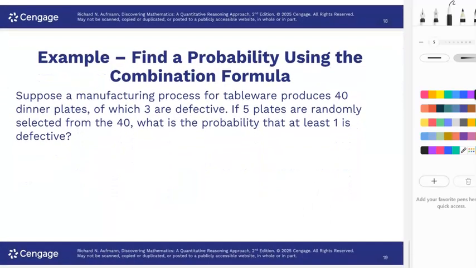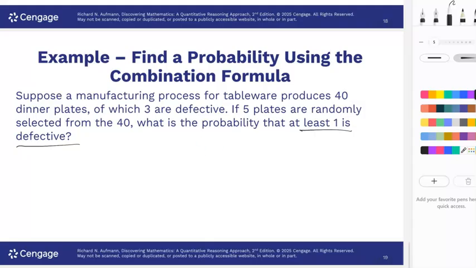So let's look at an example. Suppose a manufacturing process for tableware produces 40 dinner plates, of which 3 are defective. If 5 plates are randomly selected from the 40, what's the probability that at least 1 is defective? So we're going to use that idea that we talked about before with complements to help us solve this problem.